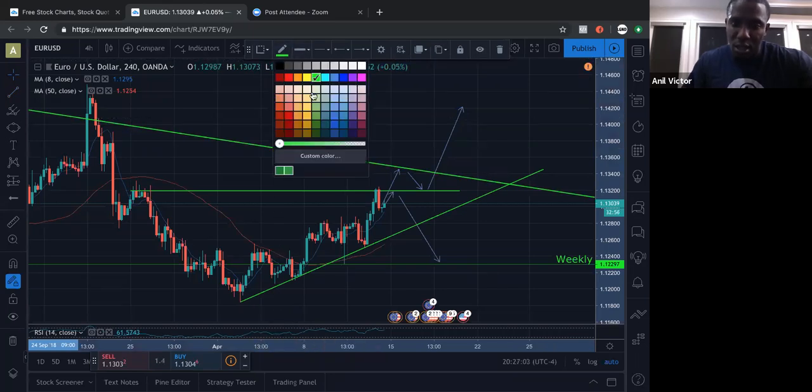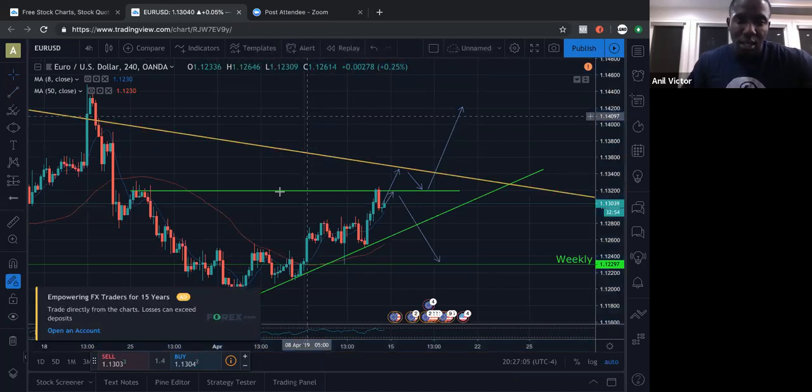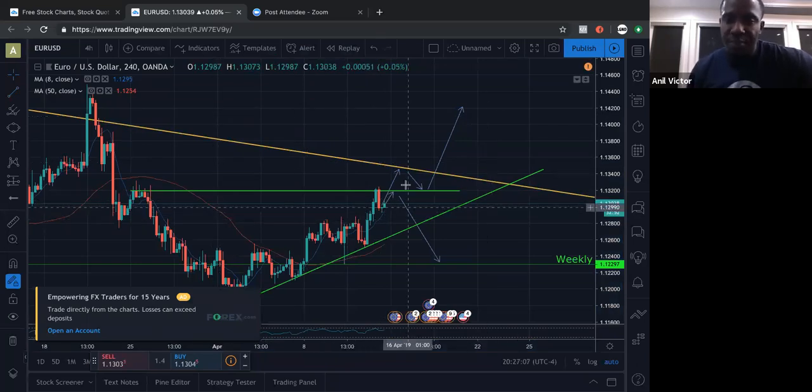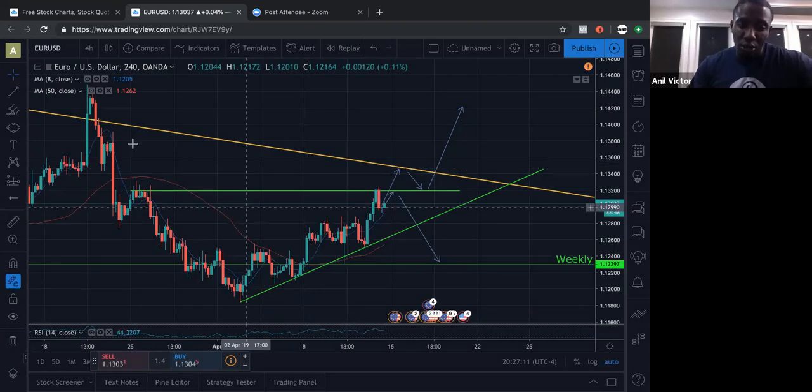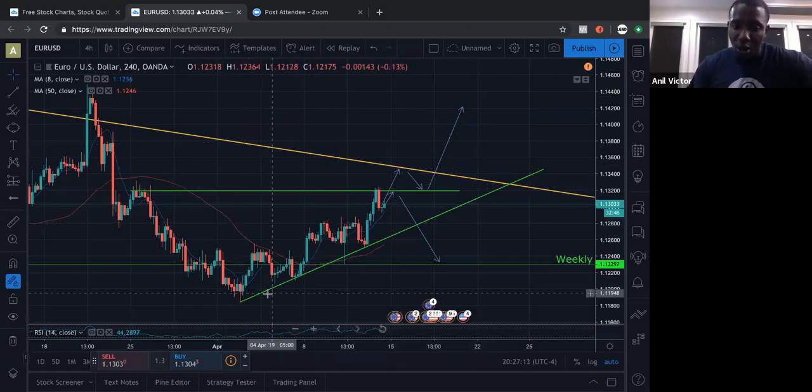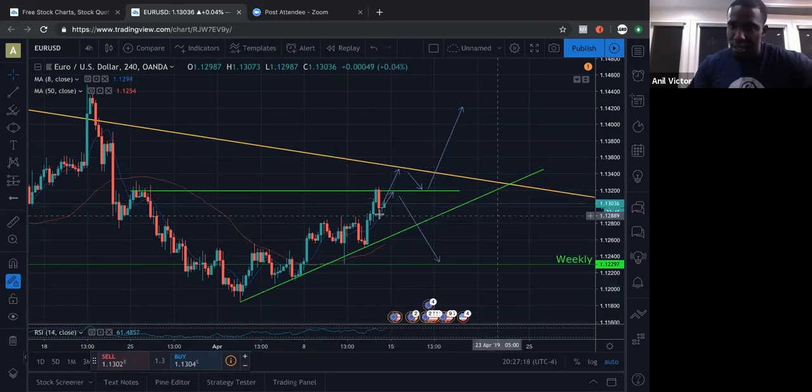Let's draw this another color. Let's do like a goldish color. We must respect that line. Why are we respecting that line? Because it's a long-term downtrend that's taking place. Although we have a short-term uptrend, price is still respecting this area. So price may get jumbled up in this area and then come down to the weekly, right?